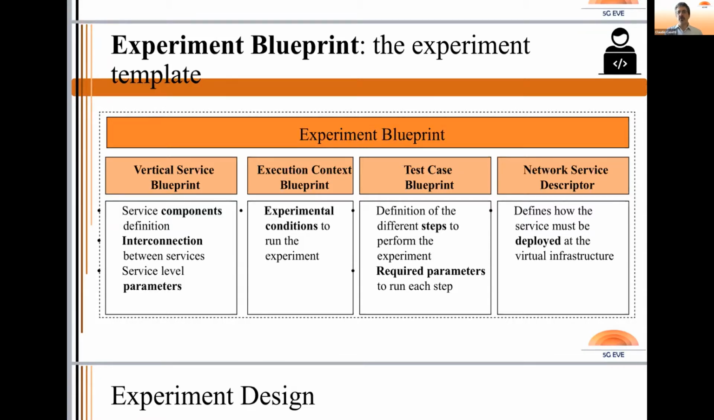Once you have filled this blueprint with the experiment value, then you have what we normally call the experiment descriptor, which is like the go-ahead file that allows you to really start working on your experiment. To design the experiment, you need three types of blueprints: the vertical service blueprint, the execution context blueprint and the test case blueprint. They are crucial to define the components of the service, the condition of the experiment, and the required step, each step through which the experiment must go.